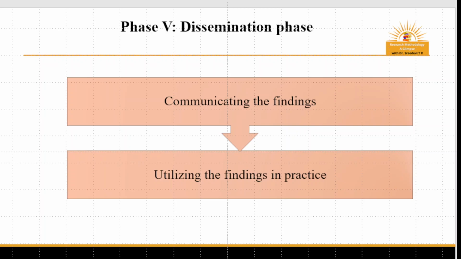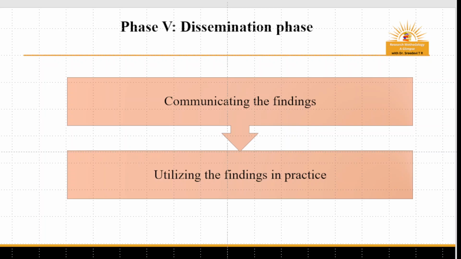Here comes communicating the findings and utilizing the findings in practice. The final task of the research project is preparation of a research report that can be shared with others. So the research report has to be prepared. It can be in various forms like term papers and dissertations. If it is done for post-graduation, PhD or postdoctoral purposes, a dissertation has to be made. Also journal articles, presentations, and professional conferences.